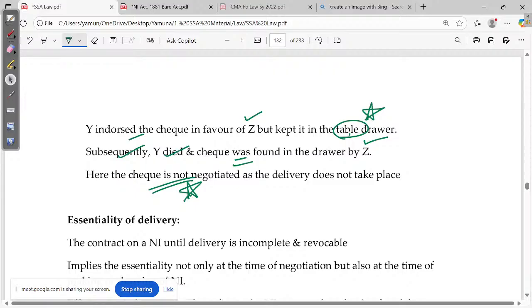Is the case clear? Endorsed, okay. Only when the delivery takes place, negotiation gets completed. That is the meaning. When negotiation gets completed, note it down.